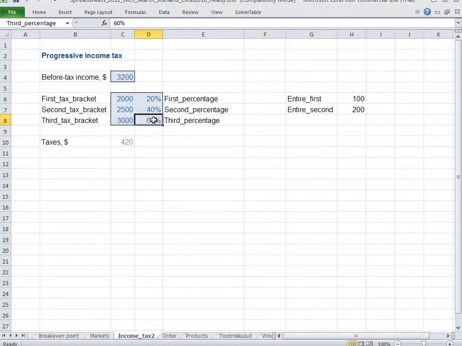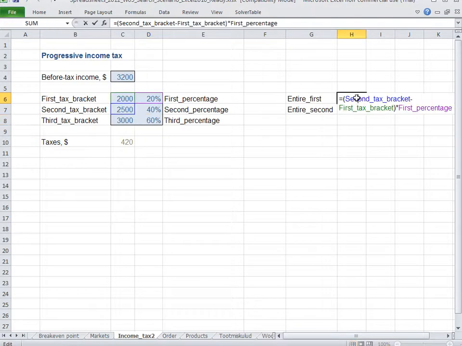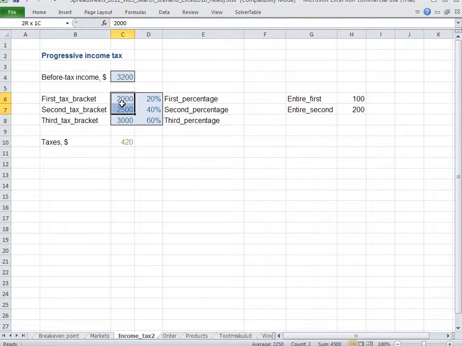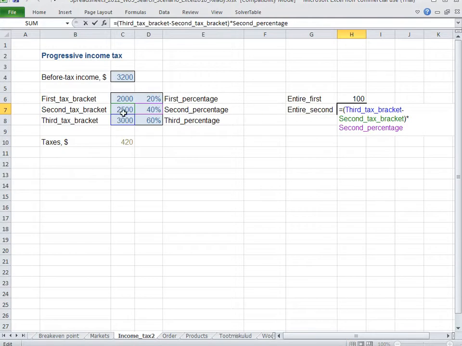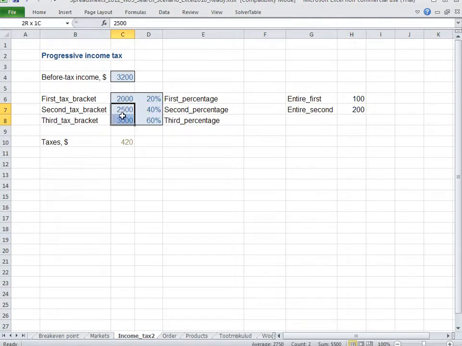For calculating it, we actually calculated something called entire first, which is 20% of the 500 that's between 2,000 and 2,500. And we calculated the entire second, which was the 40% of the range from 2,500 to 3,000. So the entire first was 100, the entire second was 200.